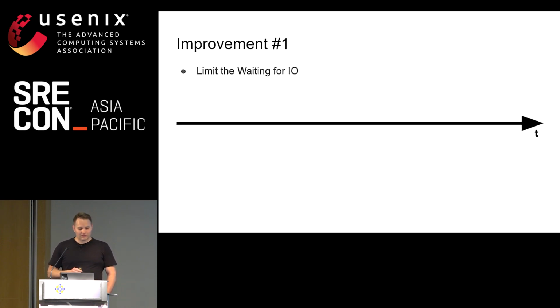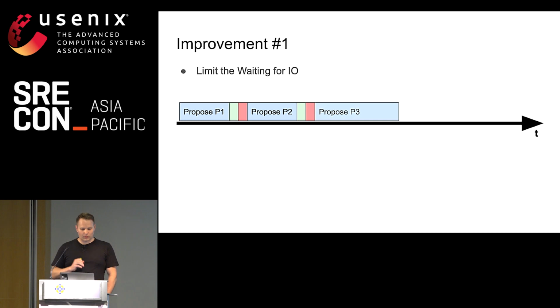So the first thing I did to improve it was limiting the waiting for I/O. This is how I want the system to behave. We have this proposal number 3, and it's taking a bit too long. So at some point we cancel it, we count it as a no, and we continue with the next proposal.